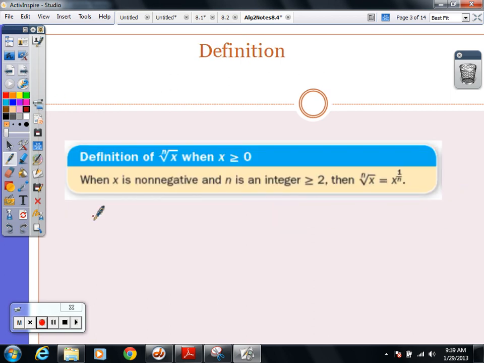Basically, the definition of an nth root, because we talked about rational exponents before we looked at roots, which is a little odd in some people's opinion. But basically, the definition is when x is non-negative. So we're going to say that the number underneath here has to be positive, and n has to be greater than or equal to 2. Then, and only then, can you write this root as a rational exponent. So basically, we went this direction last chapter. Now we're going this direction. They only want us to go this direction if x is non-negative.